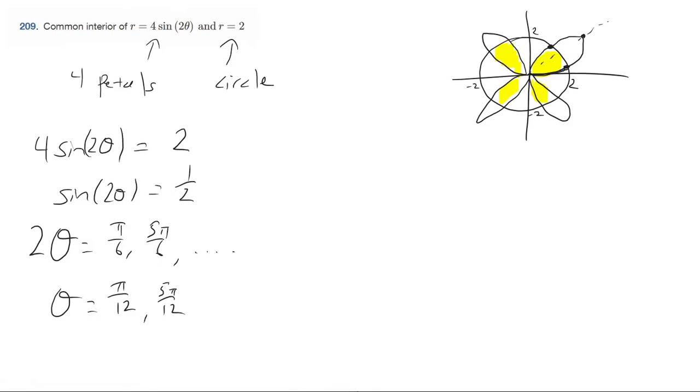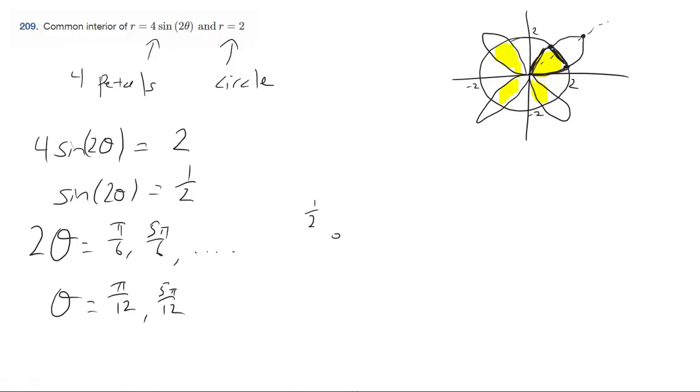And then from pi over 12 to 5 pi over 12, we're going to be bounded by the circle. And then when we go from 5 pi over 12 to pi over 2, we're going to be bounded by the rose petal again. So we've got to set up three integrals. It'll be half r squared d theta. So half integral from 0 to pi over 12.